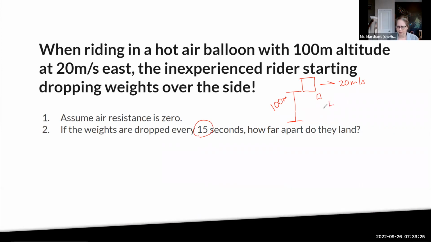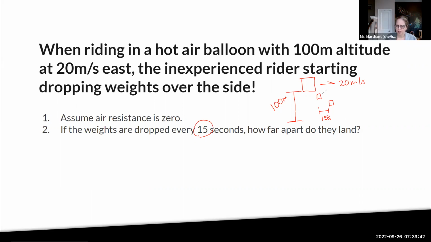So I have my little picture again. Now I know I'm dropping them 15 seconds apart. So this is a totally separate problem, so don't use any of the information from the first one. Okay, they're being dropped 15 seconds apart. How far apart do they land?